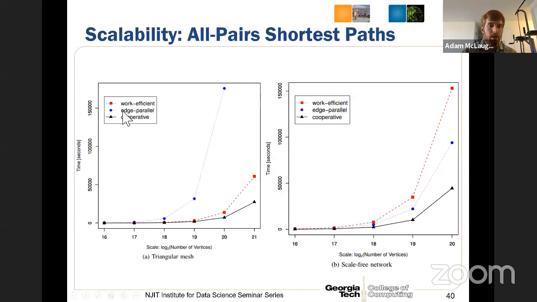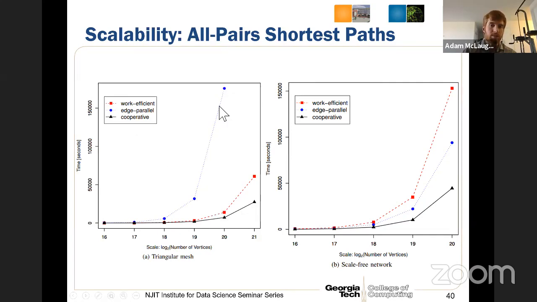So to show that, we have both the triangular mesh and a scale-free network to kind of go along the theme of before of trying to use both classes of graphs. And what we show here is in blue is the original edge parallel method. In red is our work efficient method. And in black is this new cooperative method.